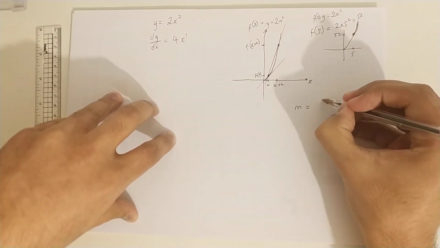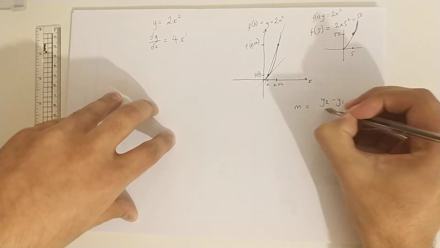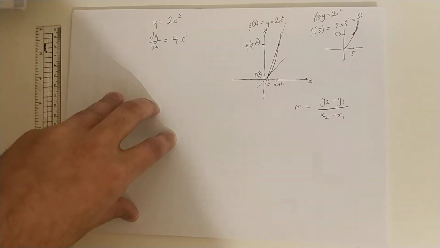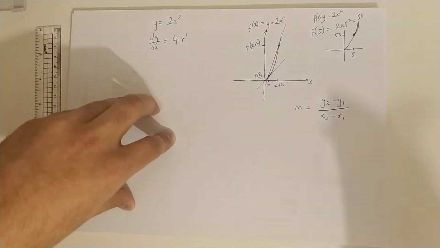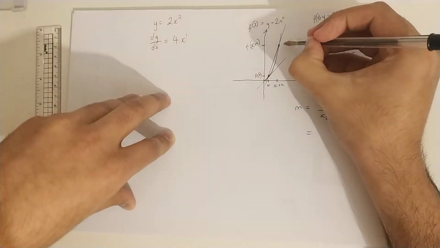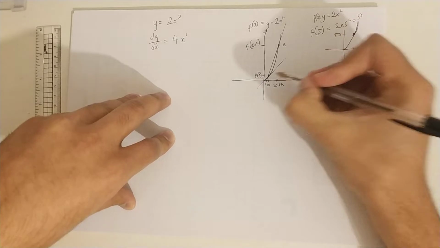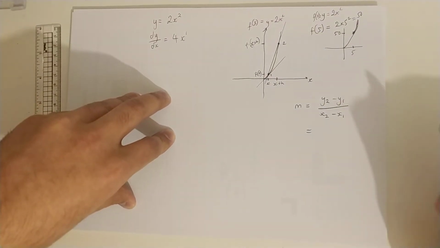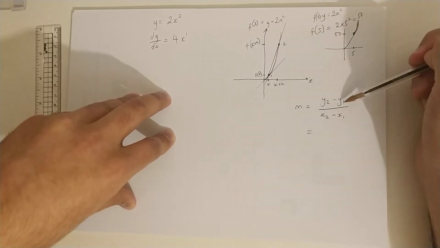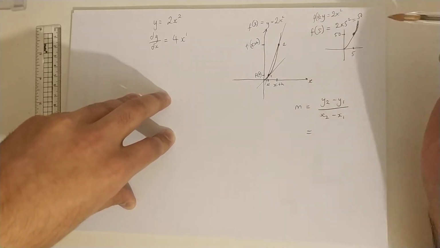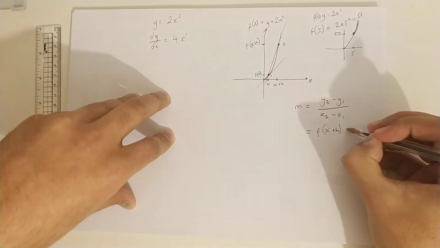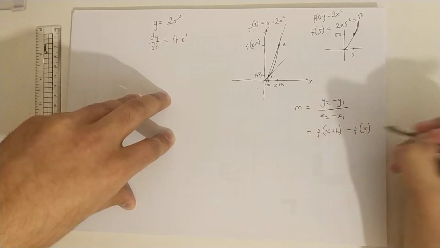over run, isn't it? So if you remember from GCSE, it's just y2 minus y1 divided by x2 minus x1. And I'll choose this to be my second coordinate, so that can be coordinate number 2, and this can be coordinate number 1. So I'm going to do the second y coordinate, which is f of x plus h, take away the first y coordinate, which is f of x.